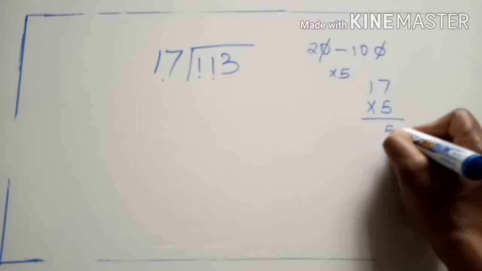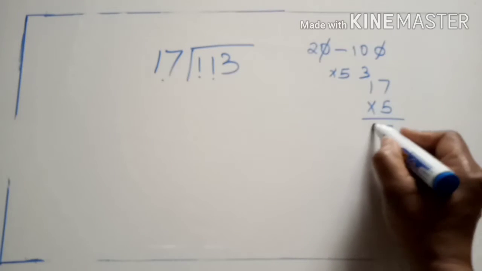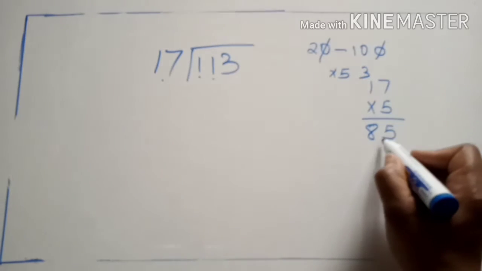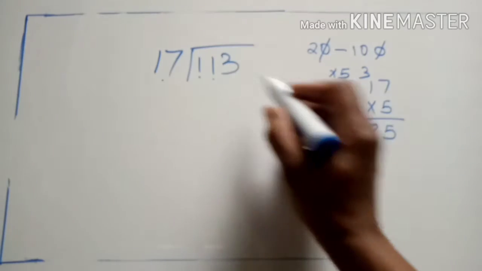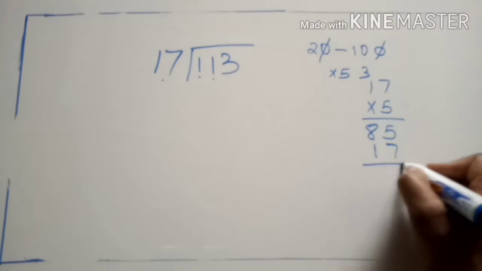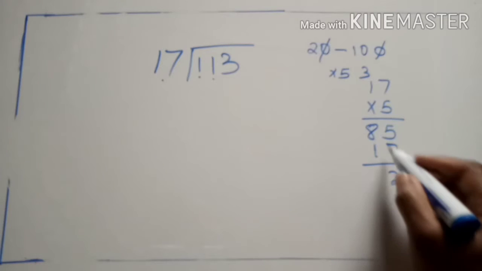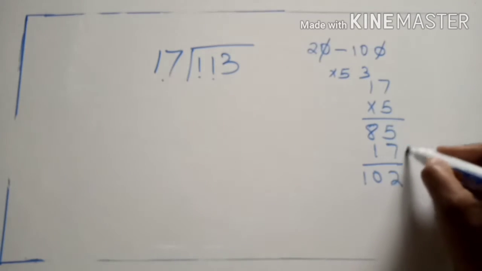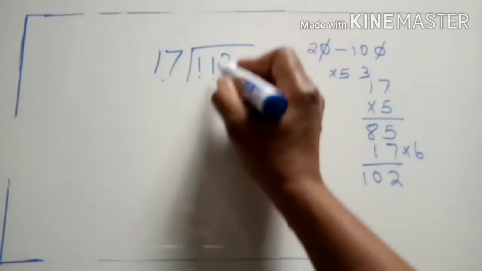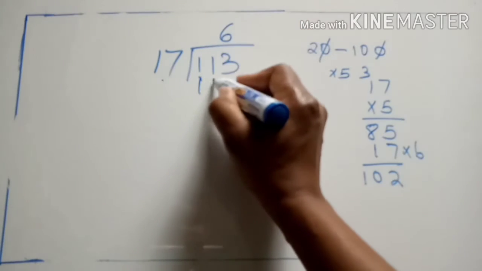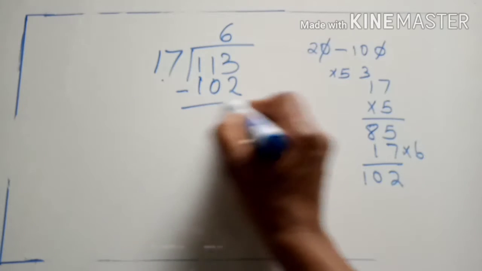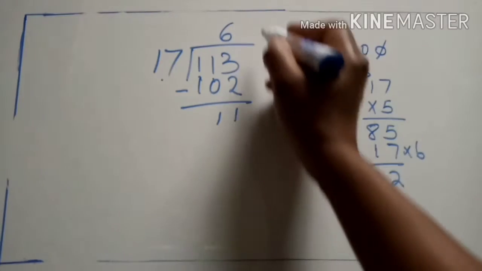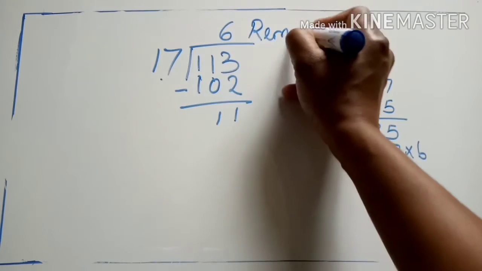17 times 5, that's 35. Carry 3, this is 8. So still this is a little lower than 113. We could add 7. This is 12, 8, 9, plus 1, 102. So this is times 6, 17 times 6, 102. So that we have 11. Our answer is 6, remainder 11.